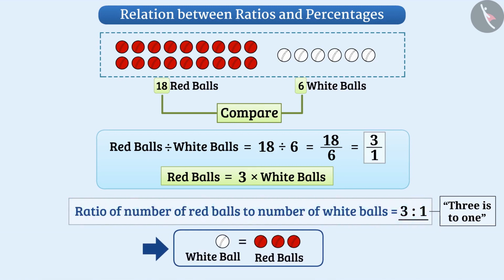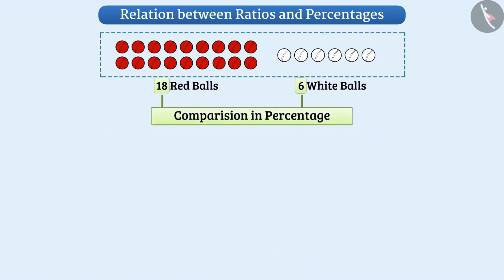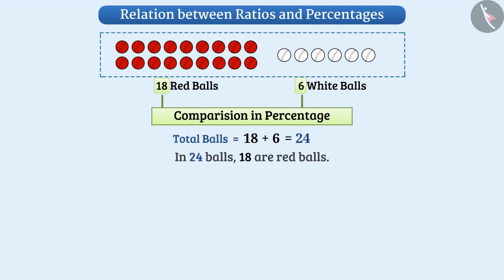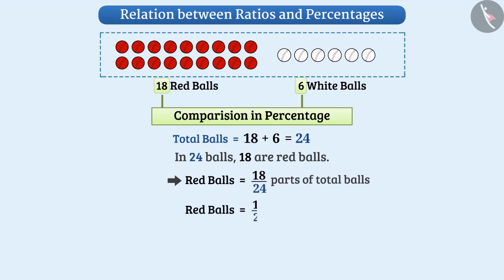Like the ratio, we can also compare in a percentage. Here, we see that the total balls are 18 plus 6 is equal to 24. In 24, 18 are red balls. In this way, we can say that in the box, red balls are 18 divided by 24 parts of the total balls. That is, red balls are 18 divided by 24 multiplied by 100% is equal to 3 divided by 4 multiplied by 100% is equal to 75%.